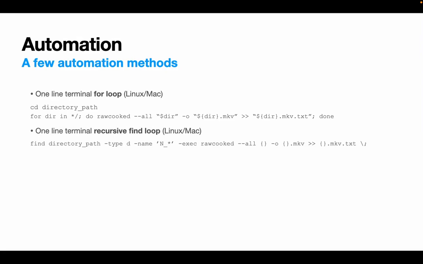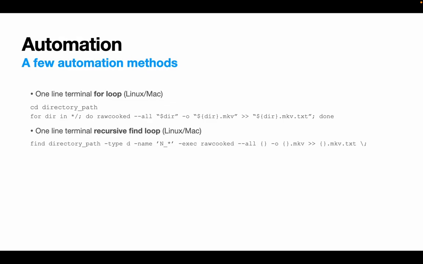The recursive find loop you should recognize from the scripts we looked at earlier. You don't need to change directories to use this one, but you do need to accurately specify the path to your directory containing all the DPX sequence folders. The find loop will look for type D, meaning directories within this path. If you were to put type F, it would just bring out file types. And it's also looking for them to start with the name N underscore.